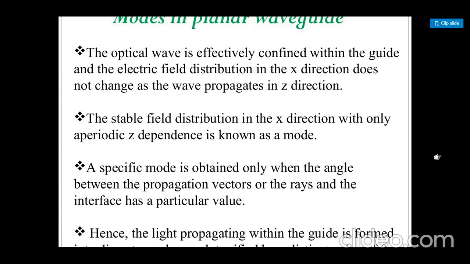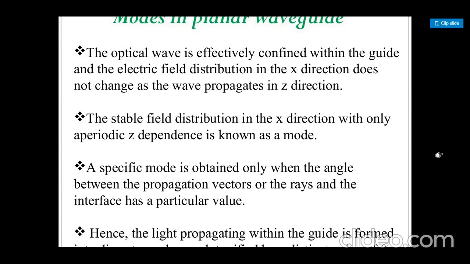Suppose whatever dependence value we have in z, that dependence only is used for the distribution of x values. So for that particular part, we can say that it depends upon the stable field distribution. So that is called a mode. We have the electric mode and the magnetic mode. Okay, we are going to learn more in the further slides.